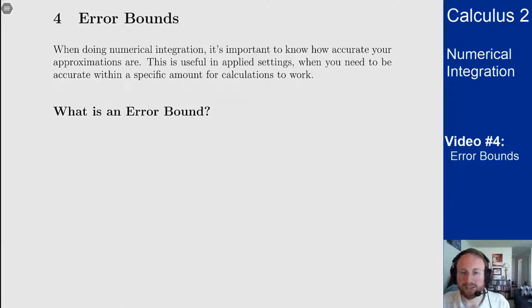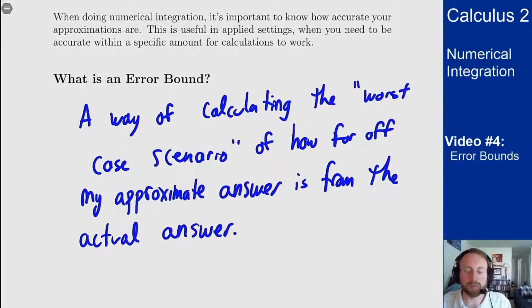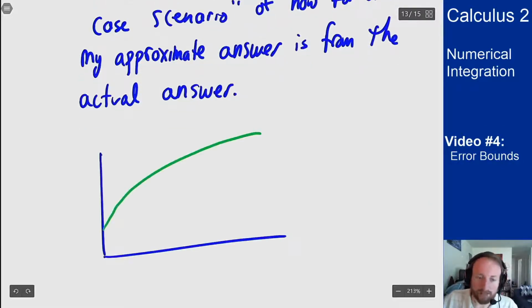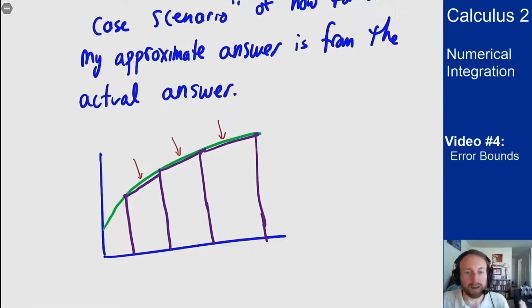It's a way of saying what is the worst case scenario for how far off my answer could be from the actual answer. And so we know for the most part these numerical approximations are going to be wrong, right? If I take a function and I approximate this by trapezoids, I know I'm missing the little bits of area that are in here. So my answer is going to be wrong. The question is, how far off is it? And is it far enough off that I can't use this for solving my problem?